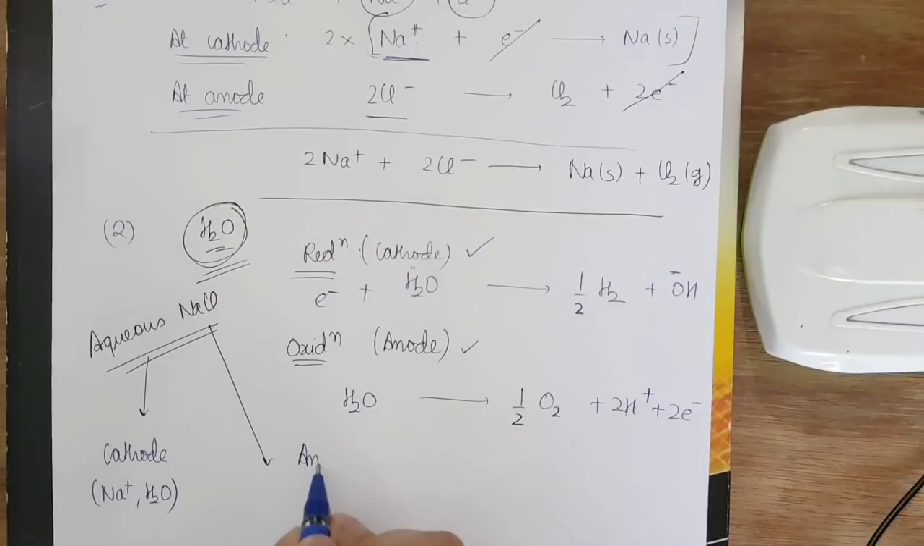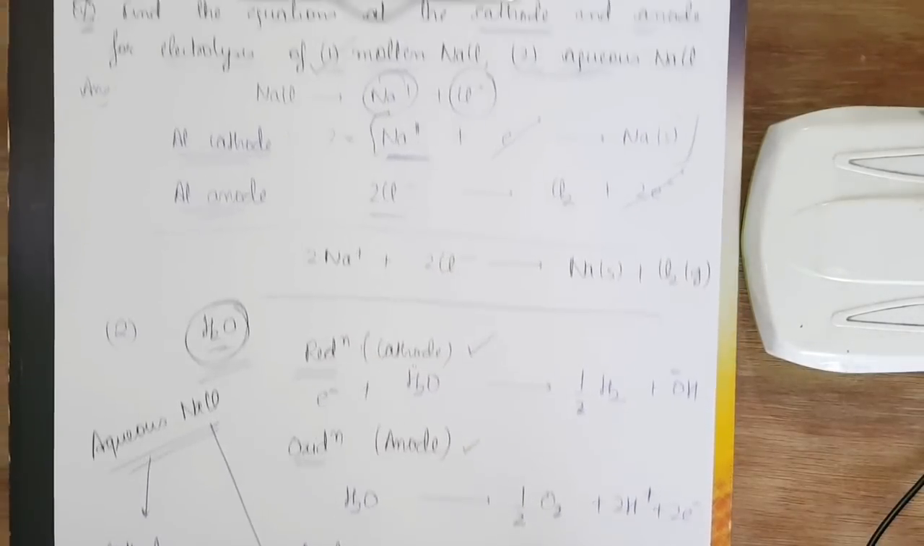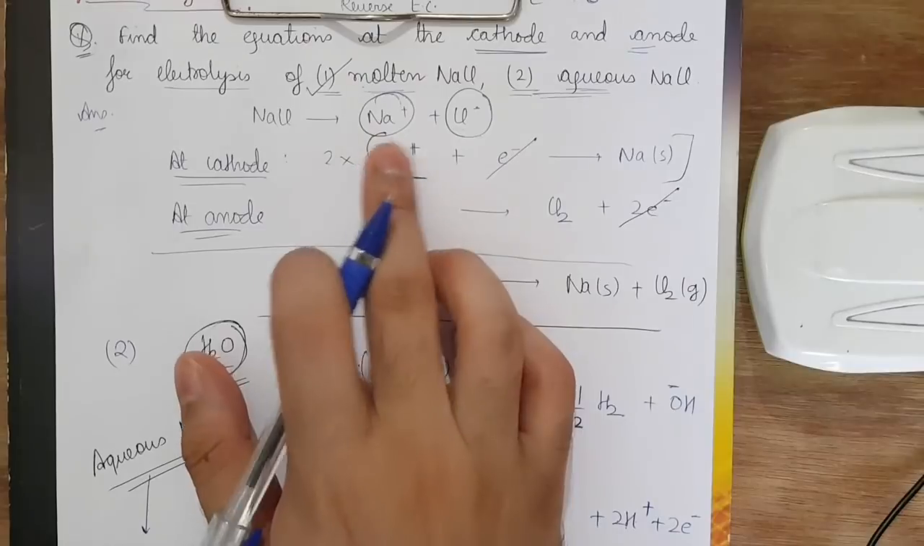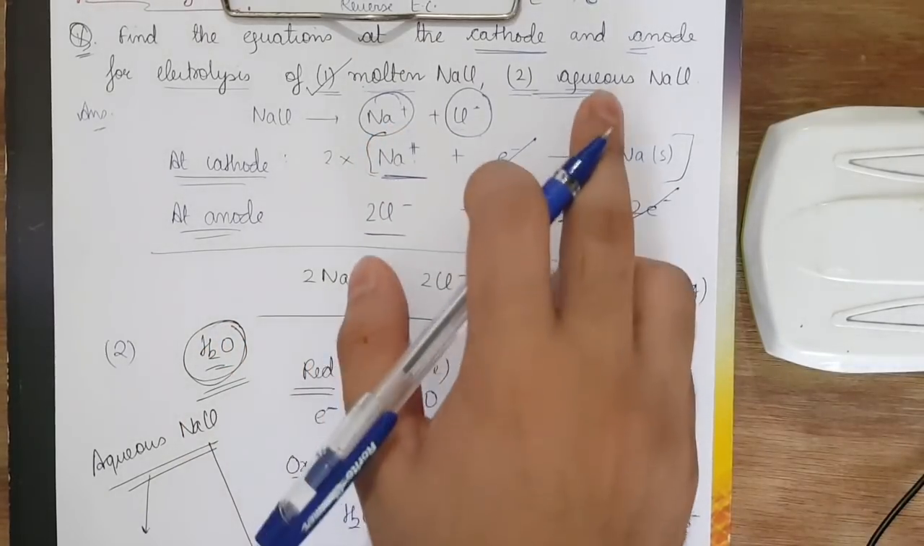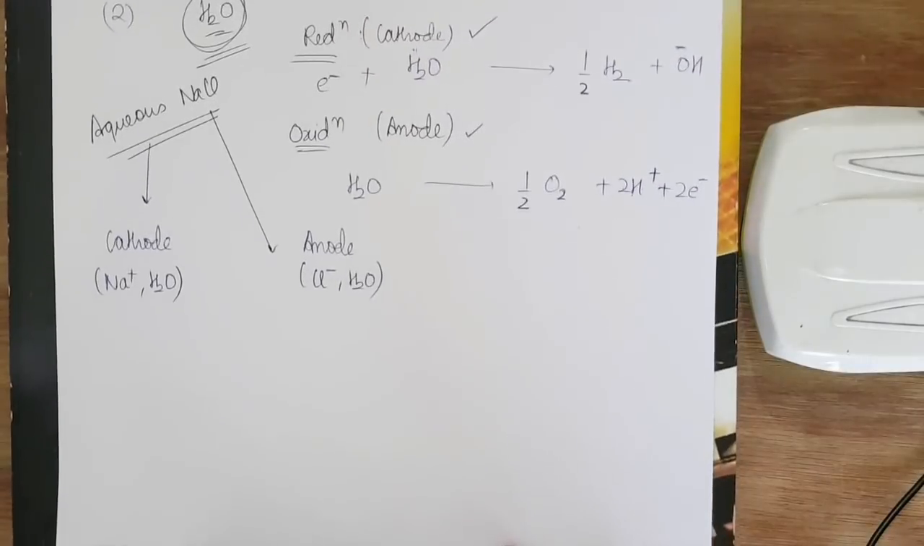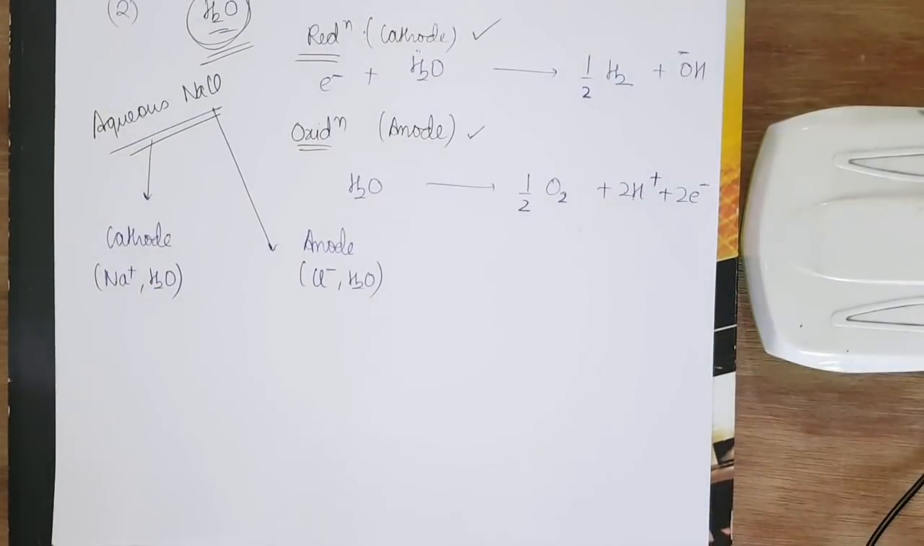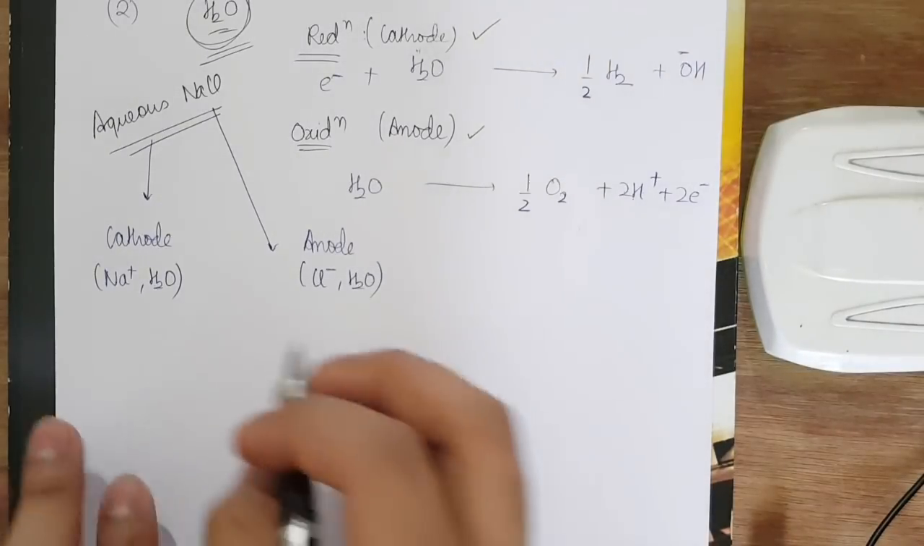Similarly, at the anode position, we have the presence of what? We have the presence of Cl minus and H2O. So this factor should be taken into consideration. Here we had only Na plus and Cl minus, so it was quite clear what is going to happen. But in the aqueous NaCl part, we have to consider the presence of water also. Now there is a series called order of deposition. Let me write it for you.